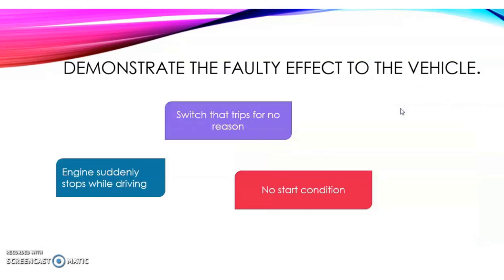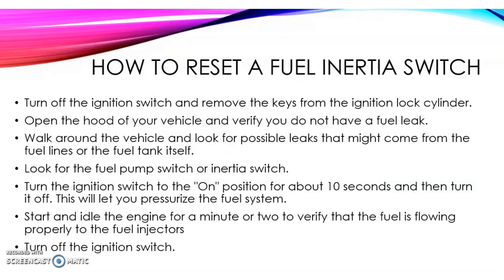Next, demonstrate the faulty effect to the vehicle. The faulty inertial switch: first, the engine suddenly stops while driving. Second, the switch trips for no reason. And lastly, a no start condition. This is the effect to the vehicle, and the problem should be solved.